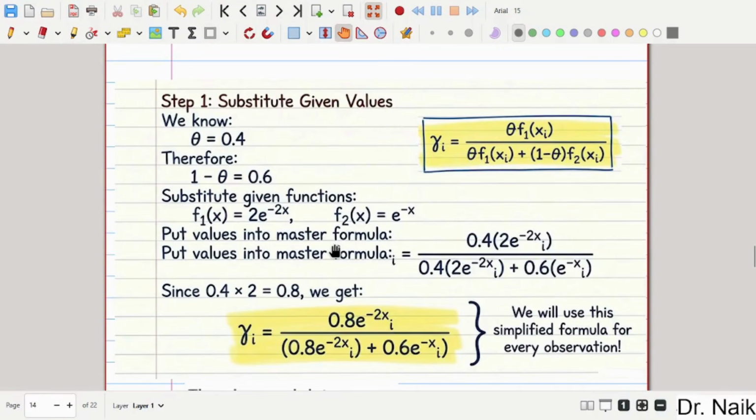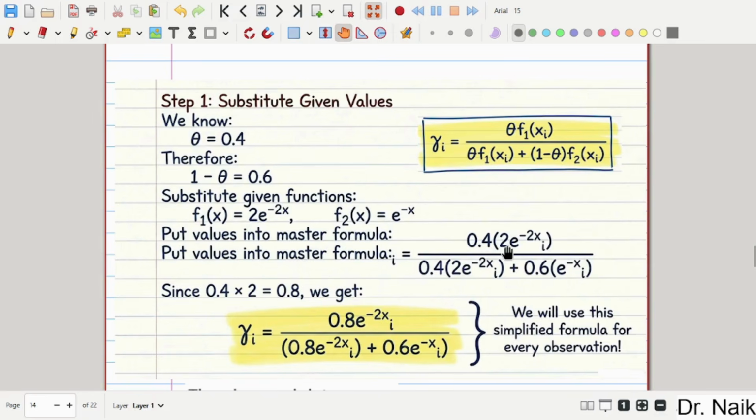Now substitute the given values in this formula. Theta is 0.4, therefore 1 minus theta is equal to 0.6. f1 of x is given as 2e raised to minus 2x and f2 of x is given as e raised to minus x. Now substitute these values in our formula. So gamma is equal to 0.4 multiplied by 2e raised to minus 2xi divided by 0.4 times 2e raised to minus 2xi plus 0.6 times e raised to minus xi.